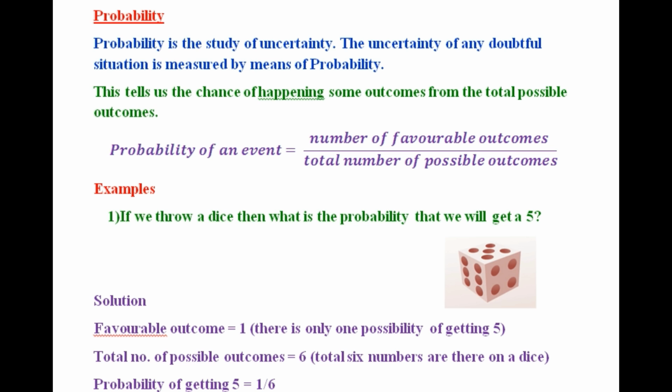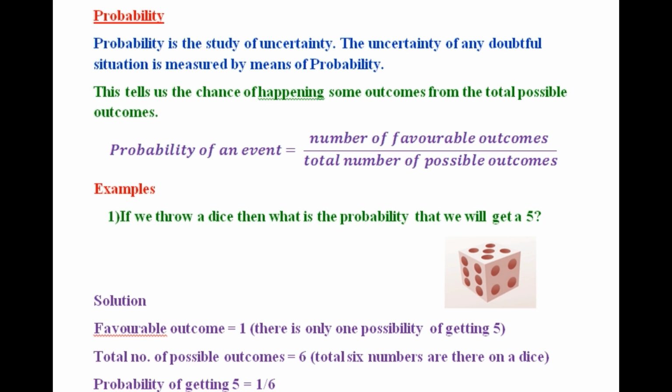Now we will see some examples. First one: if you throw a die, then what is the probability that we will get 5? You see the diagram. When throwing a die, you are getting 5. Here, what are the possible outcomes? The possible outcomes are 1, 2, 3, 4, 5, 6. So you may get 1, or 2, or 3, or 5 or 6, like that. So here the total number of possible outcomes is equal to 6. Total 6 numbers are there on the die.